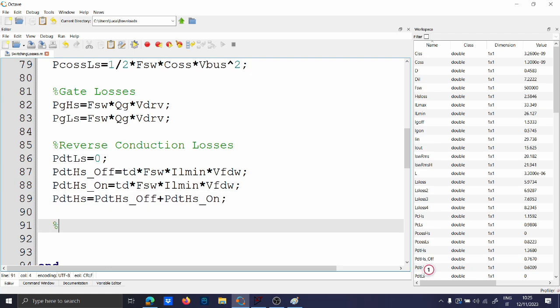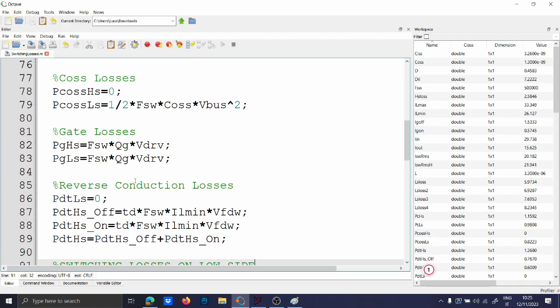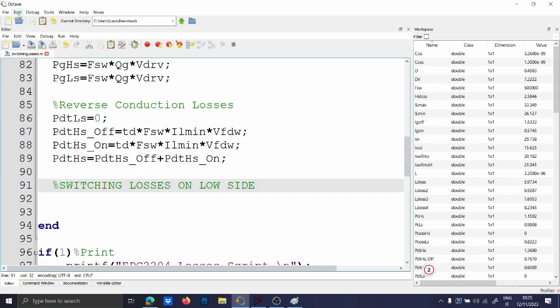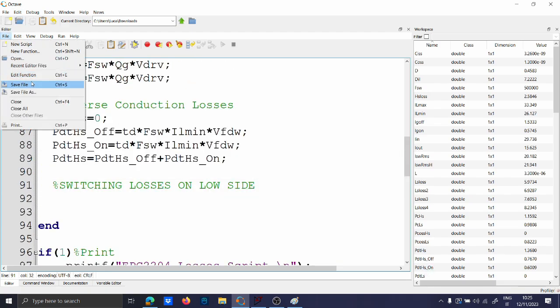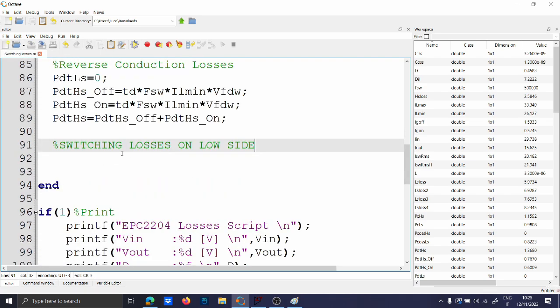And now, finally, the switching losses on the low side. Let me save up to this point, save file. We finally have the switching losses to calculate. We can have different methods to calculate this.